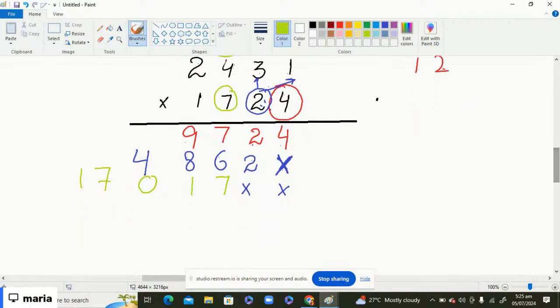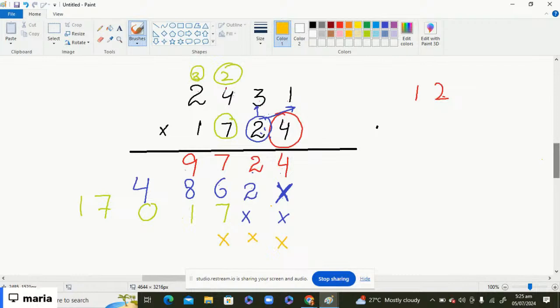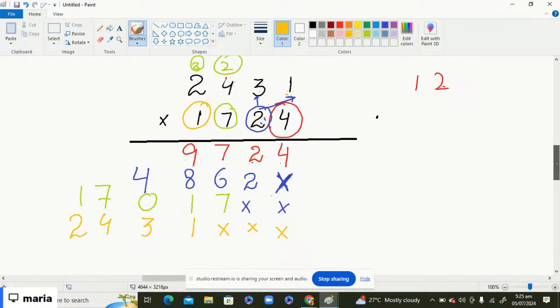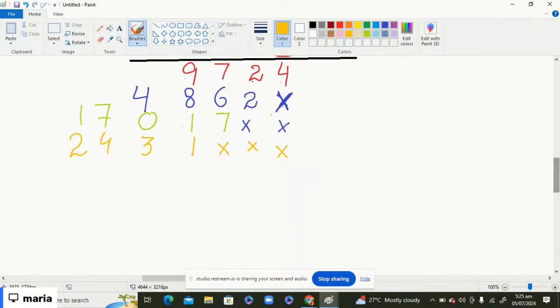Now finally, you are going to put 3 crosses. Start after the first, second and third positions, with the fourth one. Now multiply this one with all of it. 1 times 1 is 1. 1 times 3 is 3. 1 times 4 is 4. 1 times 2 is 2. Understand?